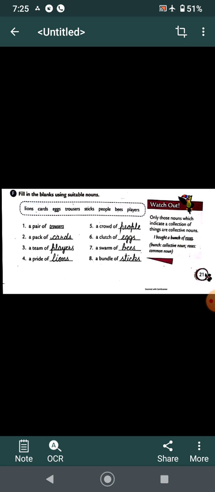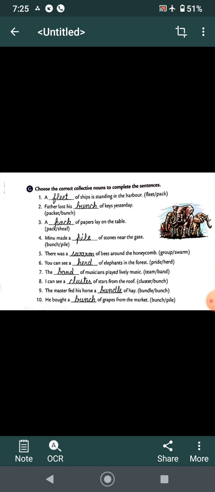Fill in the blanks using suitable nouns. Lions, cars, eggs, trousers, sticks, people, bees, and players. A pair of trousers, a pack of cards, a team of players, a pride of lions, a crowd of people, a clutch of eggs, a swarm of bees, a bundle of sticks.